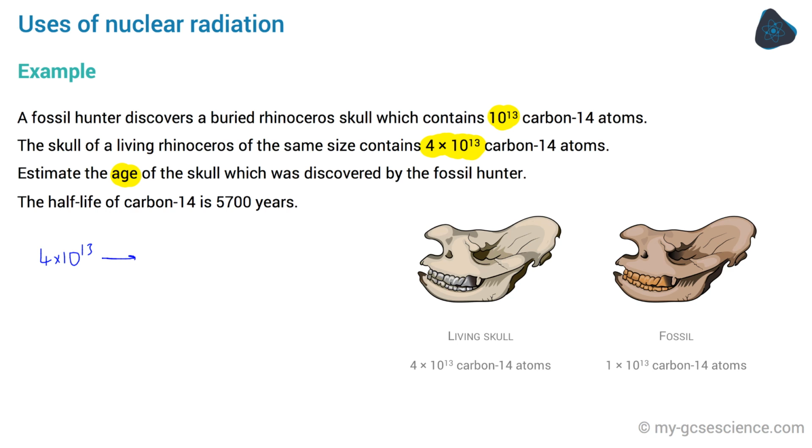After one half-life, this will have fallen to 2 × 10^13, and after a second half-life, it'll have fallen to 1 × 10^13. What that means is that the age of the fossil which was found will be equal to 2 half-lives of carbon-14, which is 2 × 5,700 years, which gives an answer of 11,400 years.